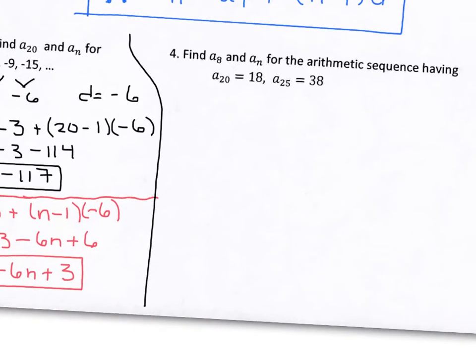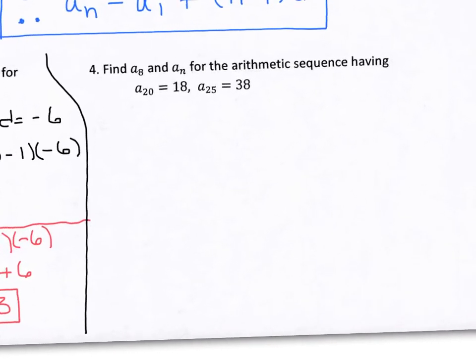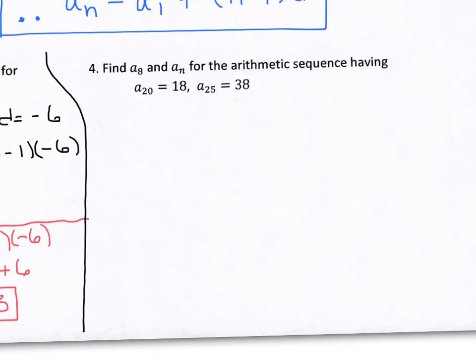Zoom in. Okay, what's different about this one is it still says find a sub 8 and a sub n for the arithmetic sequence having a sub 20 equals 18 and a sub 25 equals 38. So the difference here is I don't truly have my first term. But I do, in a sense.